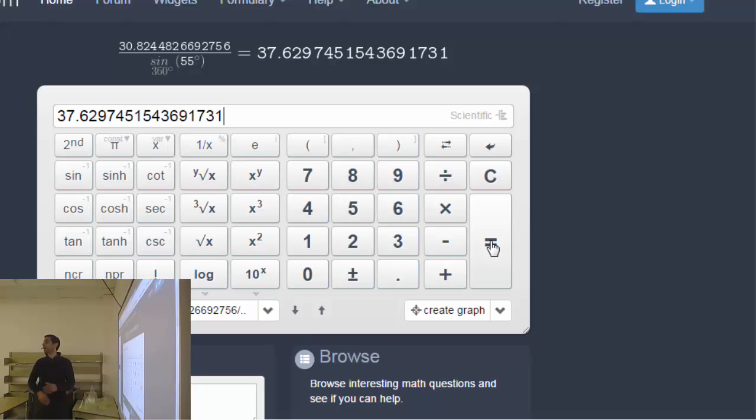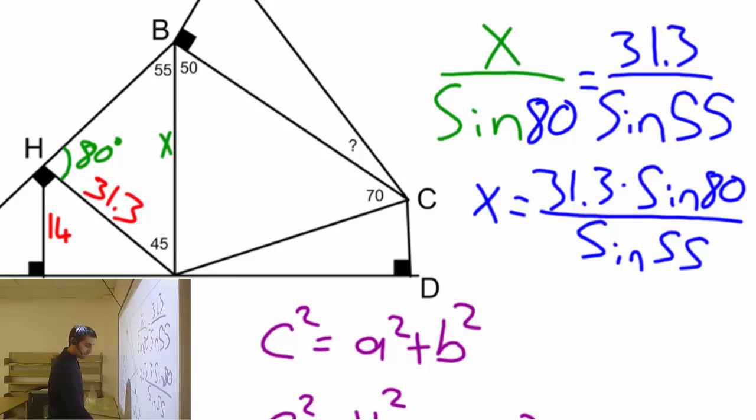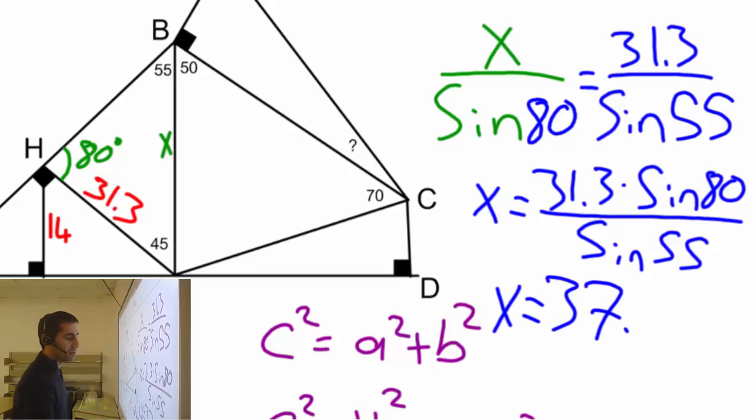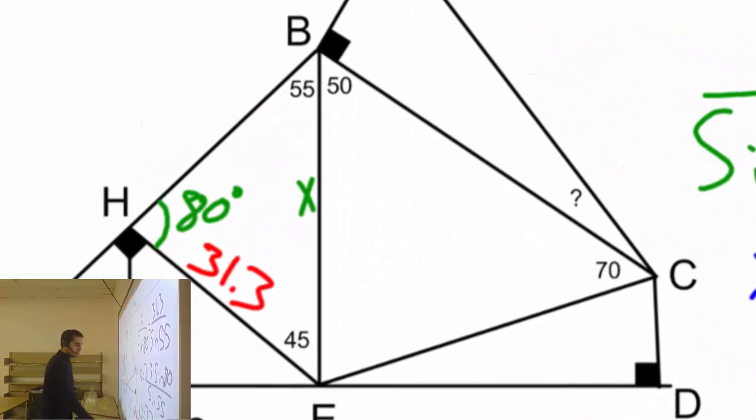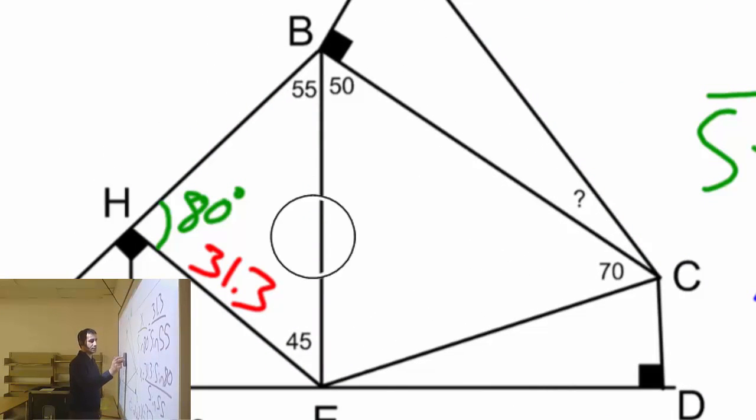that I need to round this up to the nearest hundredth. So the third digit is 9, it's more than 5, so I'm going to add 1 extra. 62 will become 63. So 37.63. X is 37.63.